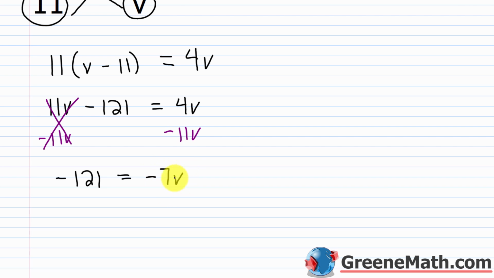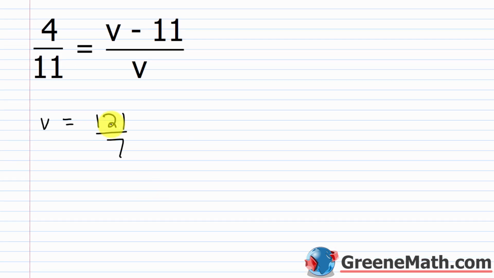Now, as a final step to get v by itself, I'm going to divide both sides of the equation by negative 7. So now this is going to cancel with this, and I'm just going to have v on the right side of the equation, and it's isolated. On the left side, negative 121 over negative 7, we really can't simplify that. All we can do is just say that it's positive. So we'll put positive 121 over 7. So we're going to go back up and check our result, which is v equals 121 over 7.